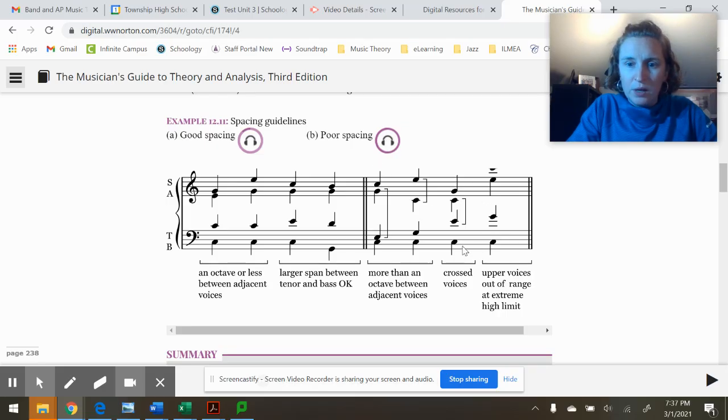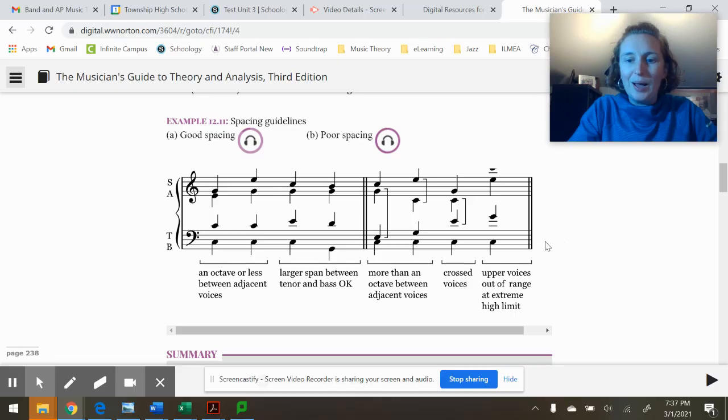is the spacing error in the upper voices. Okay, crossed voices, again, I'm just going to call this a spacing error. You can see that you have a tenor note higher than the alto note. Now you have to remember that this C would be the same as this C right here. So this is actually E4. So E4 would be this one right here. And so that's crossed voices.